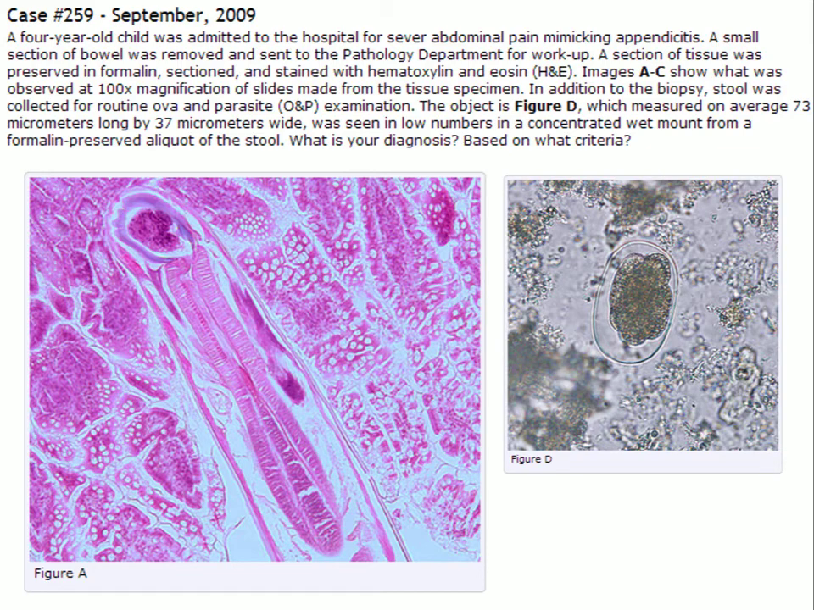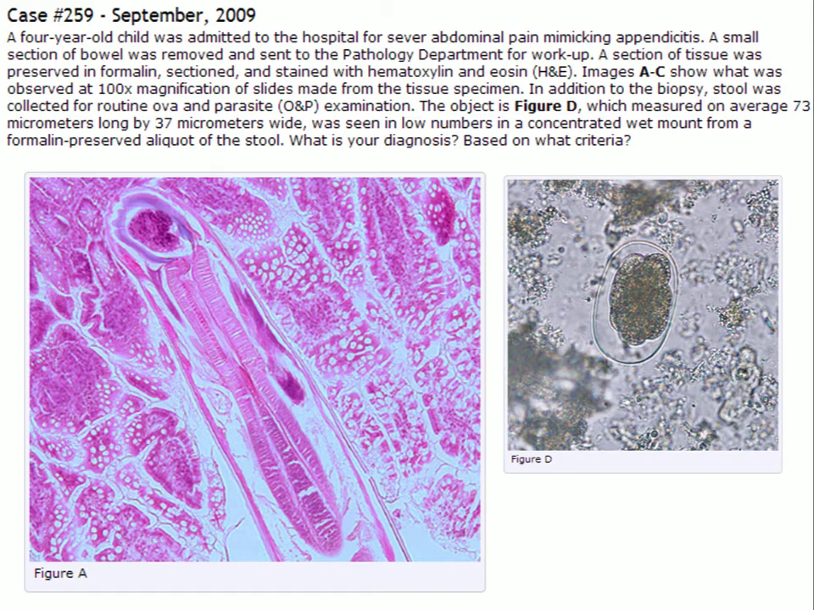This is the worm that's been sectioned. It's actually longitudinal there on the left. Images A through C, I didn't give you all of them, show what was observed at 100x. In addition to the biopsy, stool was collected for routine O&P. Figure D, which you can see on the right there, is what they saw in low numbers in a concentrated wet mount from formalin-preserved stool.